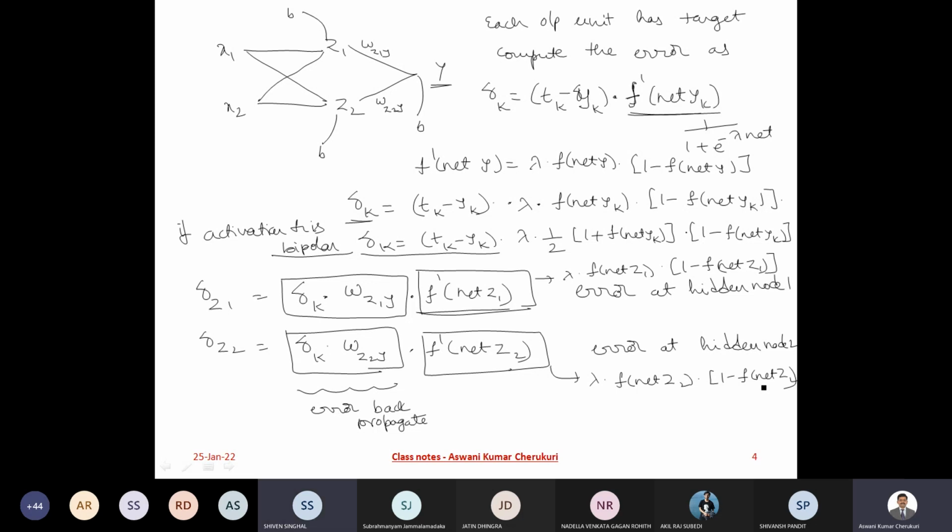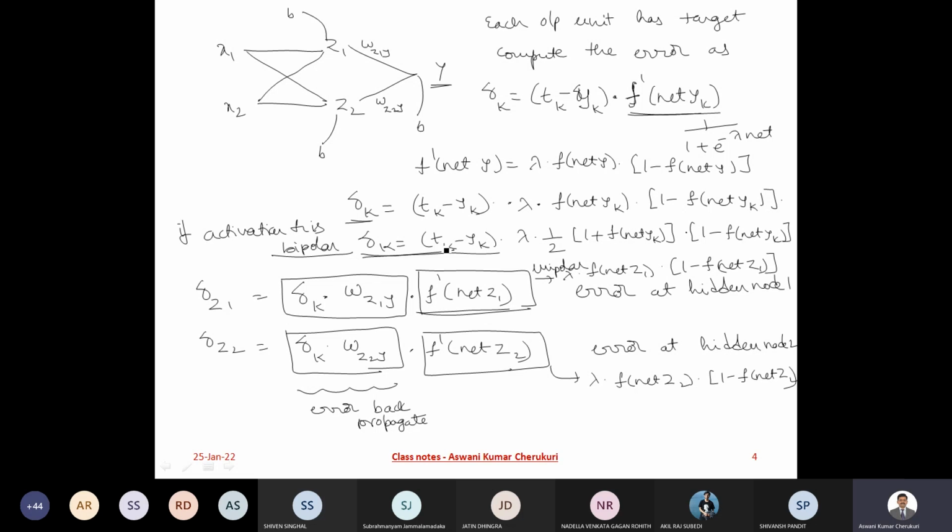So this is for unipolar, right? Yes. What I have written is for unipolar. And of course, I have already given the bipolar for the output. The same logic holds for the bipolar at the hidden layer. Is that clear? Yes, sir.